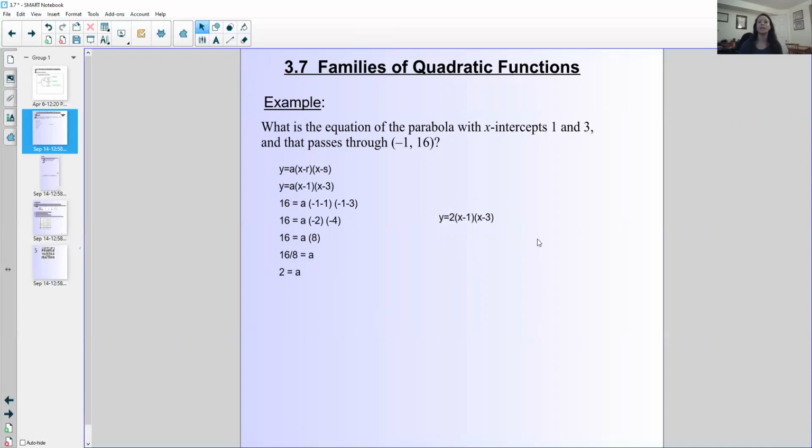I can just plug it in, and voila, there is your factored form of an equation. Okay, that's pretty much it.